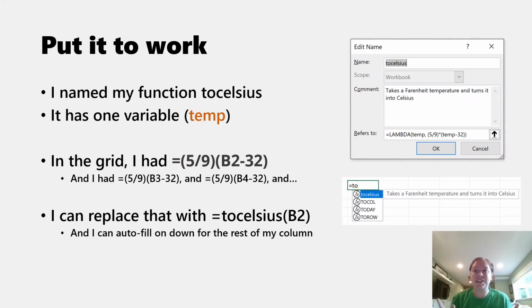The function's only useful if we're actually calling it, right? In this case, I put my function in the name manager. I named it ToCelsius. It has that one variable that we defined earlier, temperature.